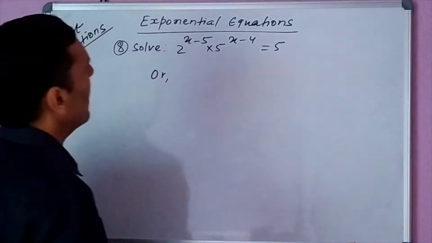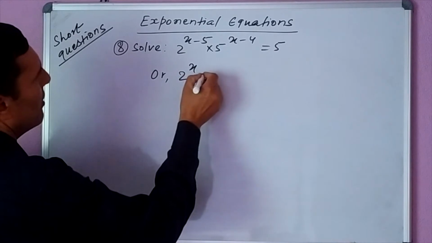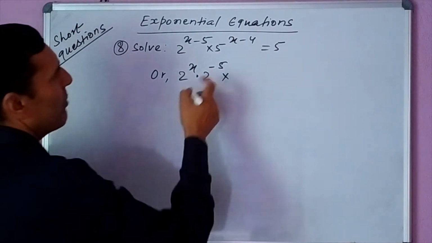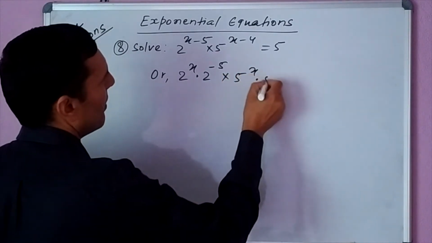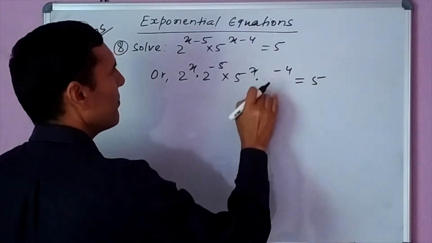This 2 to the power x minus 5 can be written as 2 to the power x into 2 to the power minus 5. Similarly, this 5 to the power x minus 4 is 5 to the power x into 5 to the power minus 4, is equal to 5.